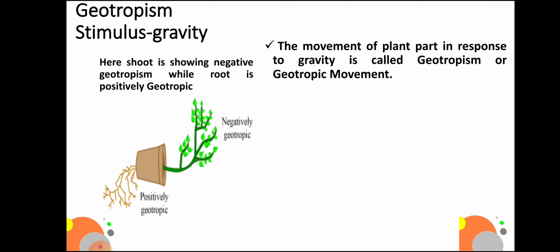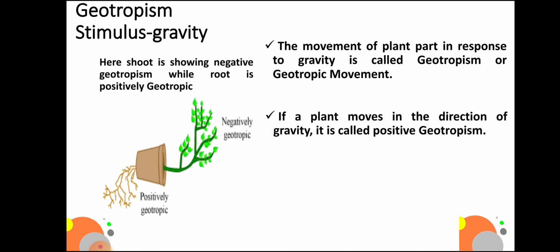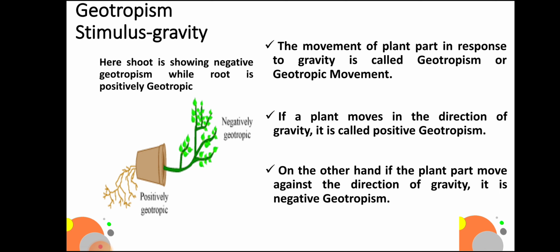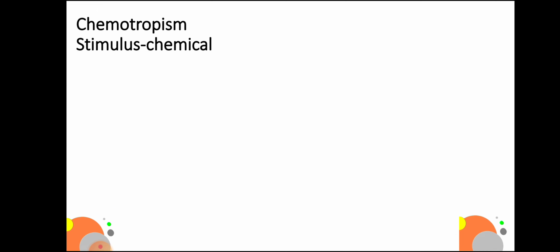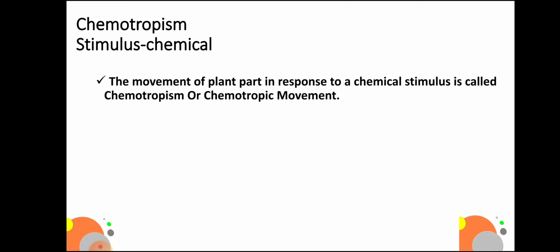The movement of a plant part in response to gravity is called geotropism or geotropic movement. If a plant moves in the direction of gravity, it is called positive geotropism. On the other hand, if the plant part moves against the direction of gravity, it is negative geotropism. The next tropic movement is chemotropism. Here, the stimulus is chemical.